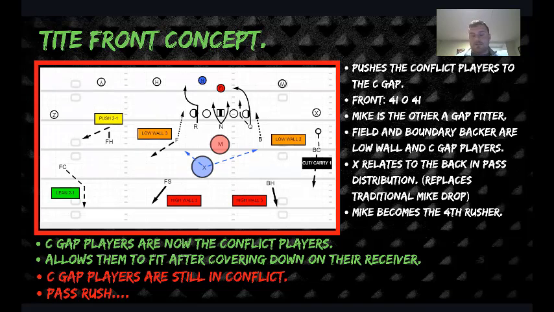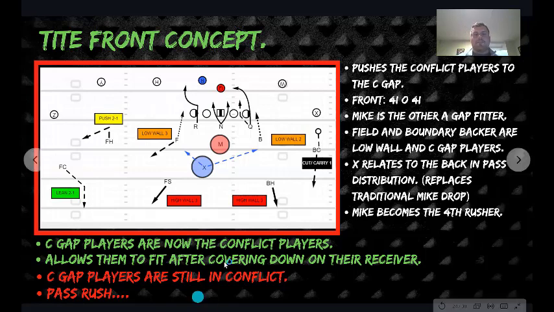How much you sell out into it is about the players you have and how you think it fits into what you defend. If you don't defend very much RPO, then maybe it's a wrinkle you can use. If you defend a lot of RPO and a lot of mobile quarterbacks, in my opinion, it's a great solution.